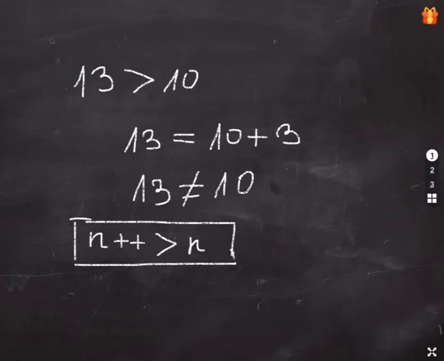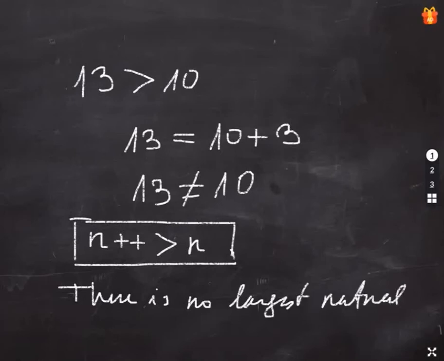Why is this true? n++ is strictly larger than n for any n, which means that there is no largest natural number n, because the next number n++ is always larger, and that will always be true.